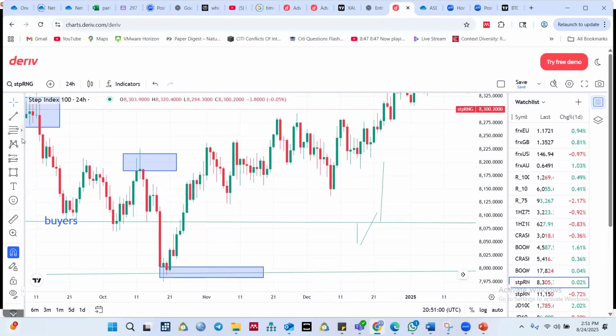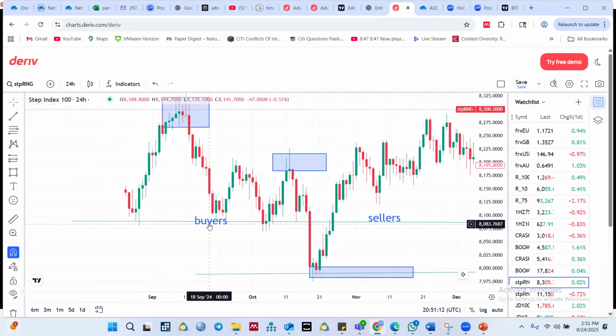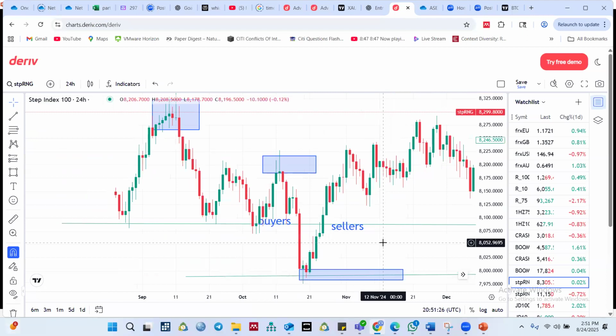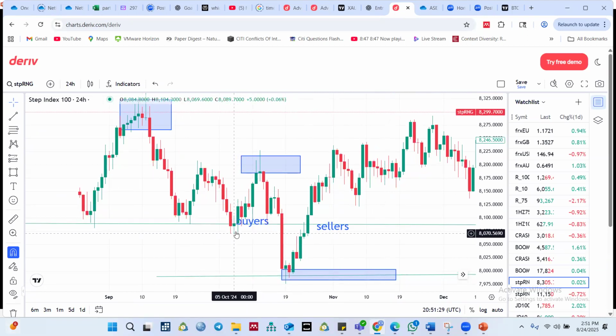Okay, so what we can say is that buyers are above and sellers are going to be below. But the reverse, vice versa, is that if price hits that level, buyers have to reject it above the line. Then it is above the line that the buying power will really step in.